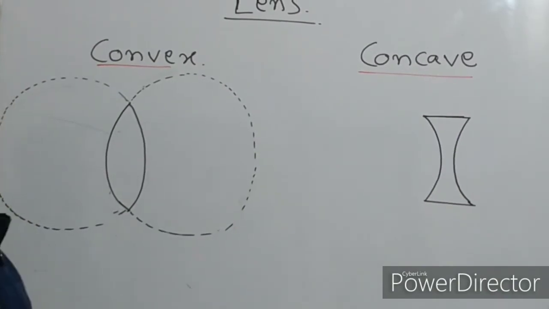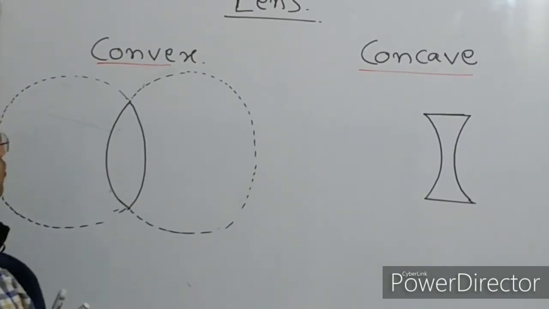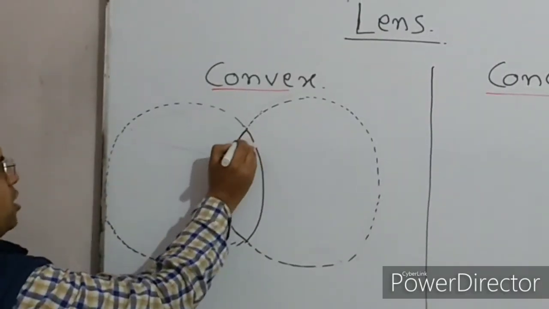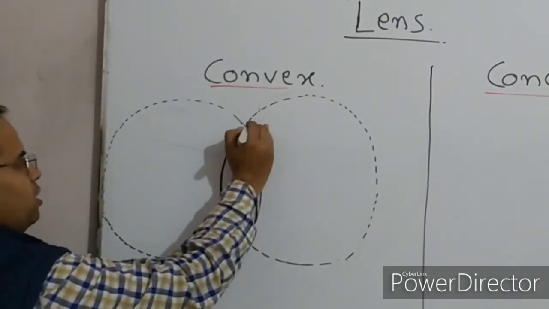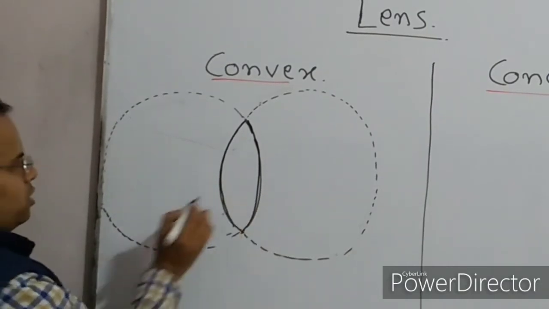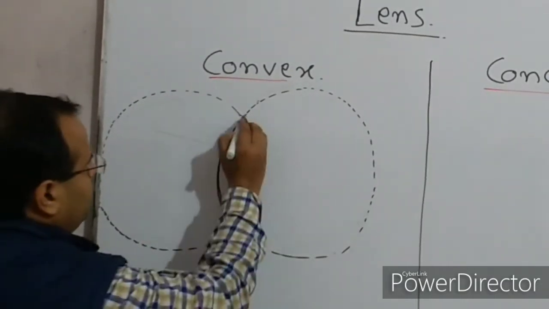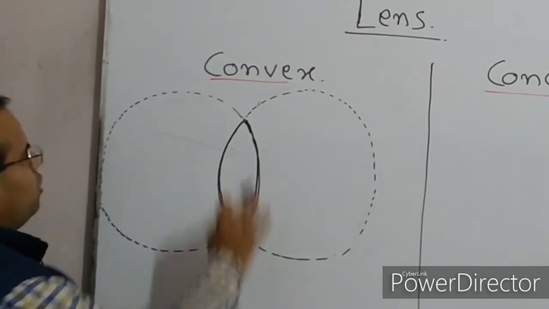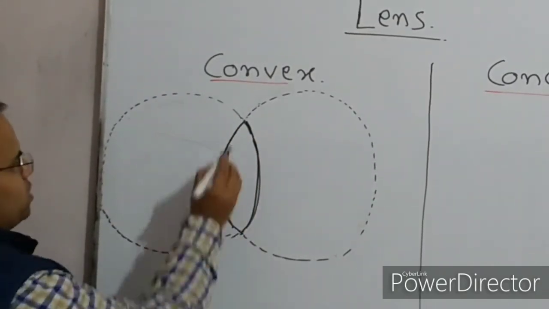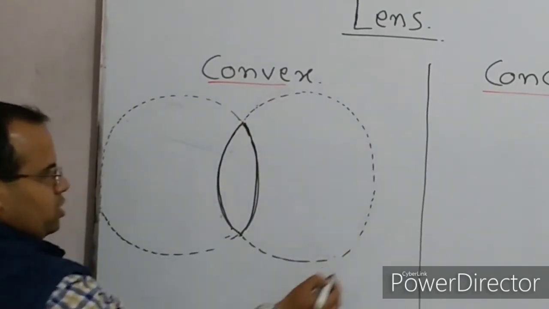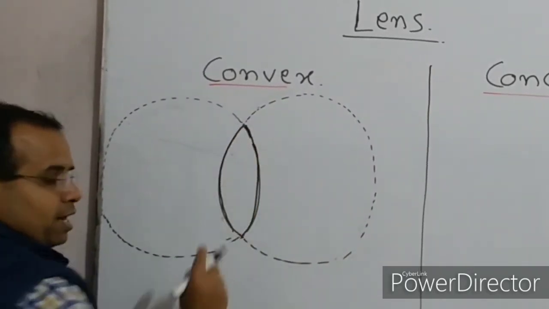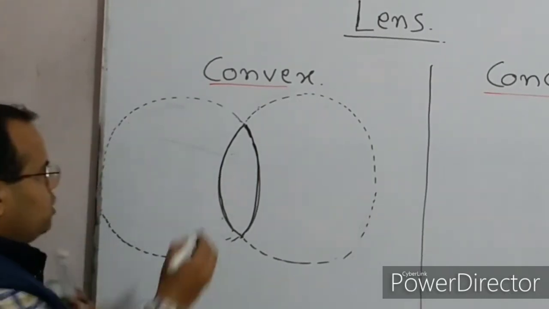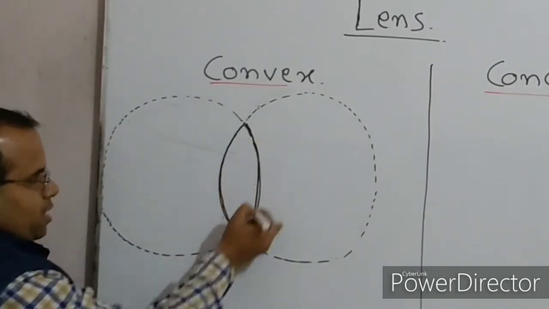Now, as far as the convex lens is concerned, this type of lens, which is thicker in the middle and thinner at the extreme points, is called a convex lens. You can see that in the lens there are two spherical surfaces. This is the first surface and this is the second surface.